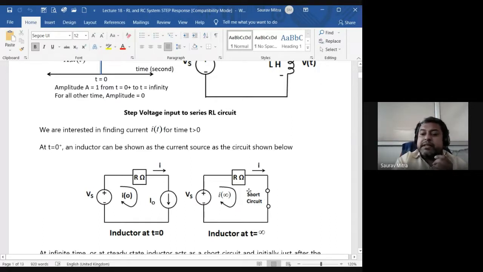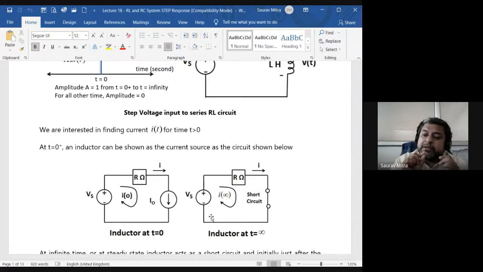So how much will be the current in the circuit in that case? The supply is Vs and the resistance is R, so the current I infinity will be Vs divided by R. That is called the steady state current. The initial current was I0. I0 can be 0, not necessarily something like 2 milliampere. If the initial inductor current is 0, just assume I0 is 0.